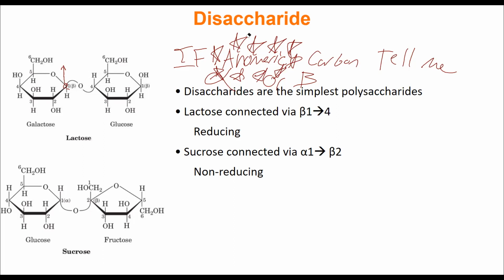We compare that to the CH2OH, that's pointing up. So they're both going in the same direction. That's beta 1, or rather it's beta 1. Then we see what is connected to in the other sugar. 1, 2, 3, 4. This is beta 1, 4. This glycosidic bond is called beta 1, 4 because it's connected to the 4th carbon on the sugar.